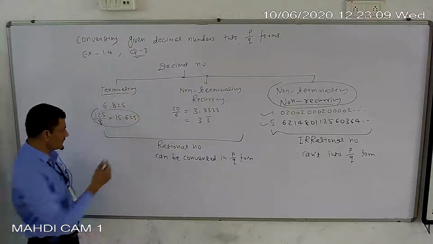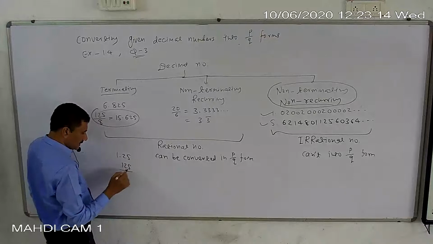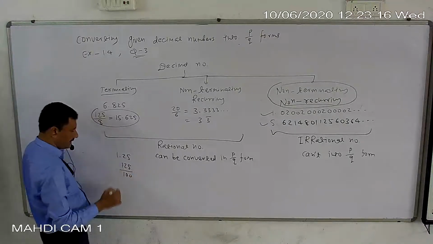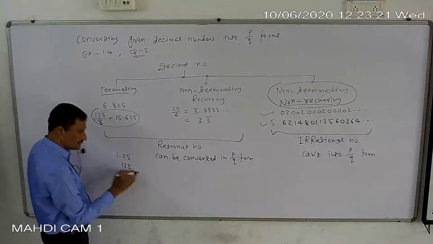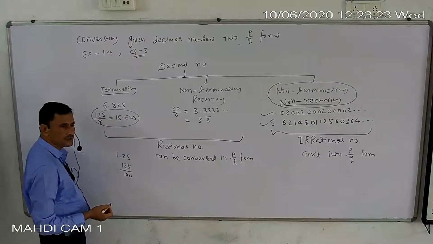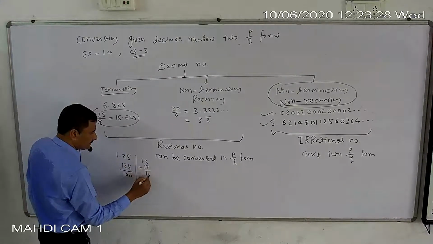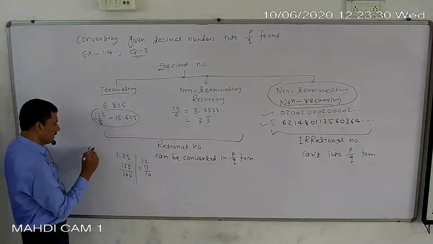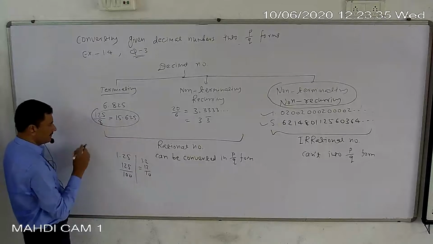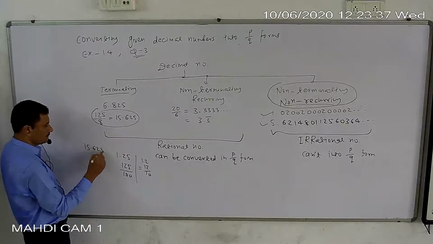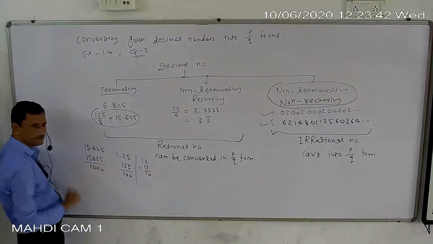How? Suppose you are given 1.25, then you were writing this way in primary. Since that stage you are familiar with this. Suppose 1.2, then you can write 12 by 10. Suppose 15.625, then it will be 15625 upon 1000.